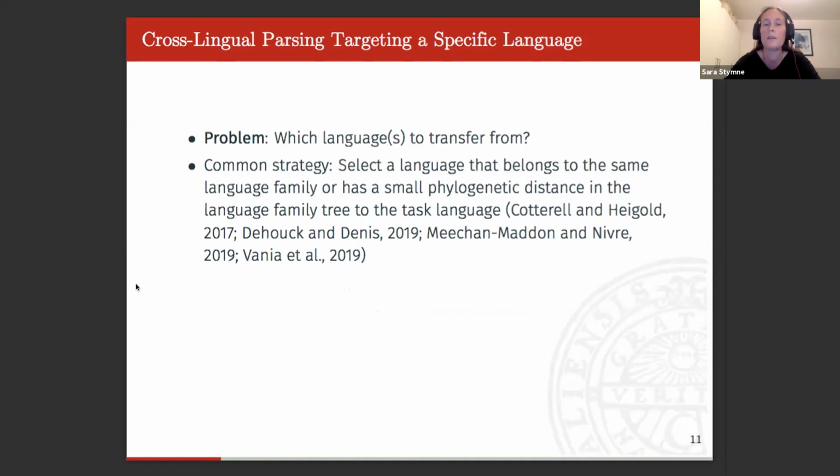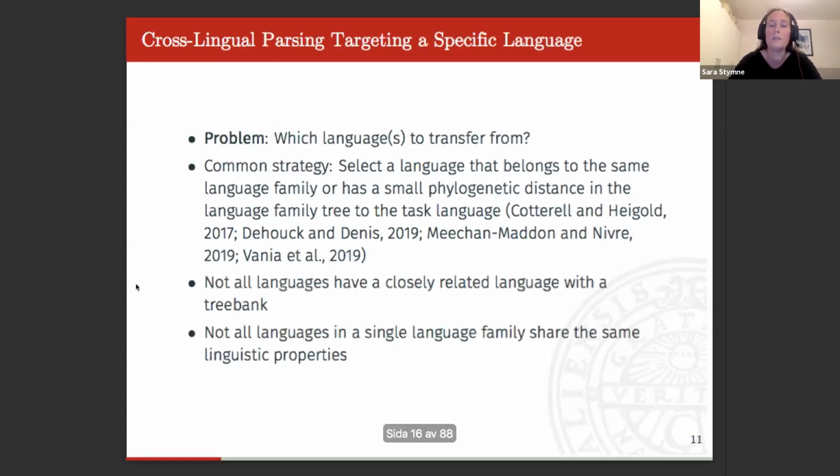It belongs to the same language family, or has a small phylogenetic distance in the language family tree. And this is done in many different studies. Some of this I already mentioned. And this can often work very well when you actually have a closely related language which has an available treebank.